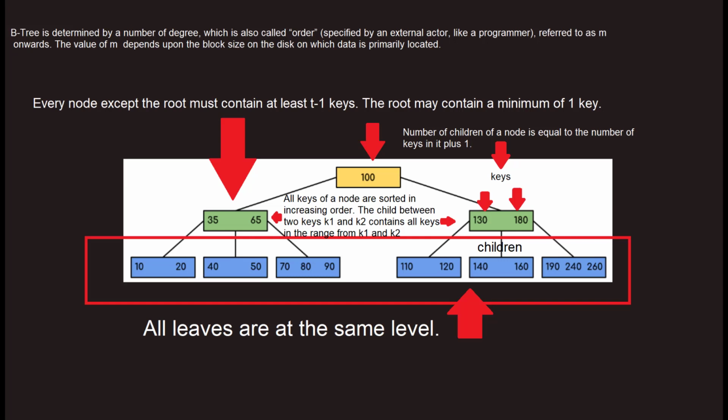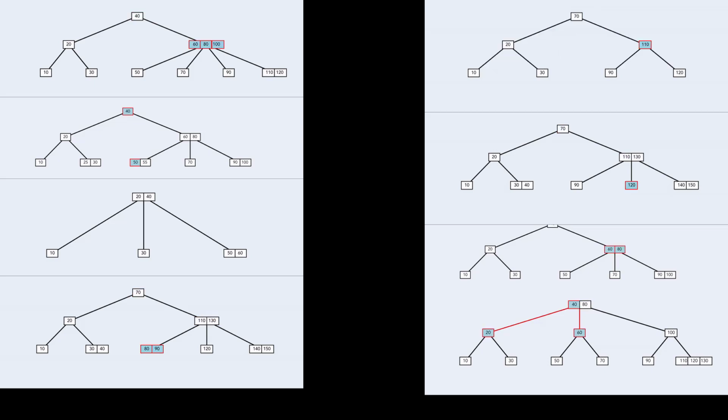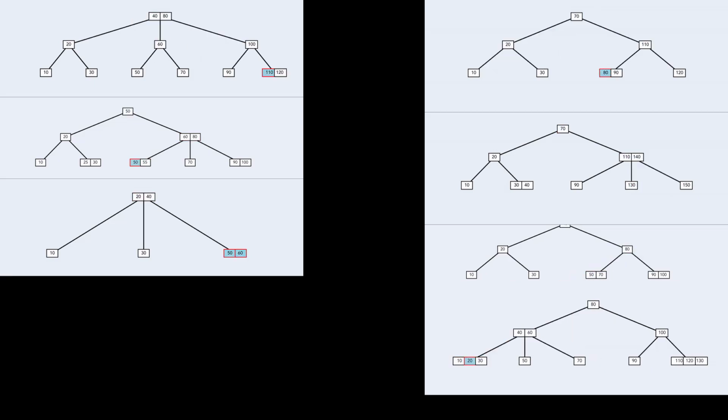All leaves in a B-tree are at the same level. The root may contain a minimum of one key. The number of children of a node is equal to the number of keys in it plus 1. All keys of a node are sorted in increasing order. A B-tree grows and shrinks from the root, which is unlike a binary search tree. Binary search trees grow downward and also shrink from downward.